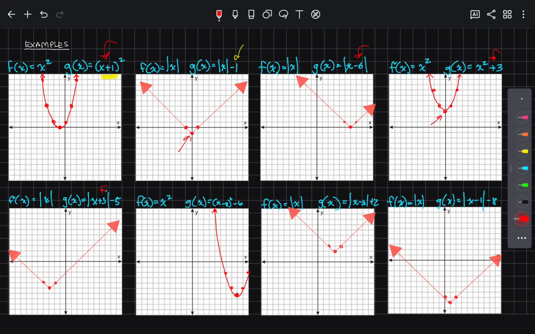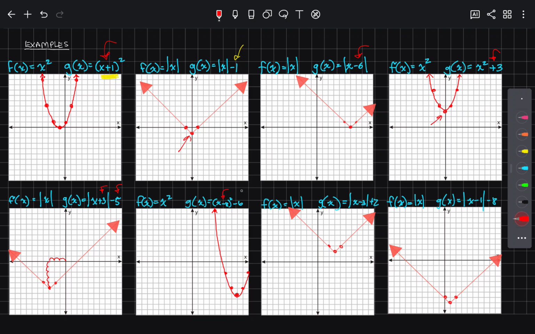Here you can see we have two transformations or translations taking place, a vertical and horizontal. X is going to be moving to the left 3 and then down 5. You can see that's exactly what happened. 1, 2, 3, 1, 2, 3, 4, 5.